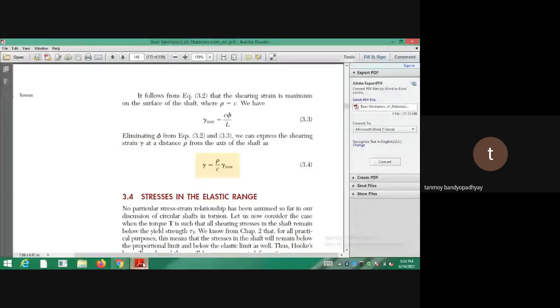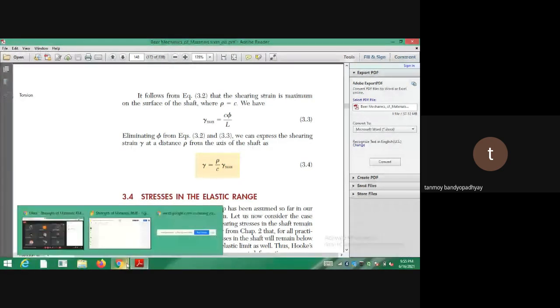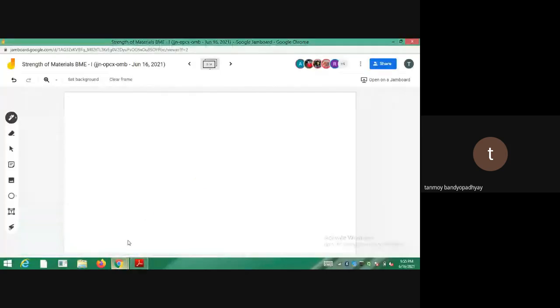Now I'm coming back to the things we were discussing. Up till last day, I have sent you some notes also. You can refer to the notes or the book; I have taken everything directly from the book so that you can follow it. Last day we went up to equation 3.4: gamma by gamma max is equal to rho by C. At any radius rho, what is the shear strain developed in the element?